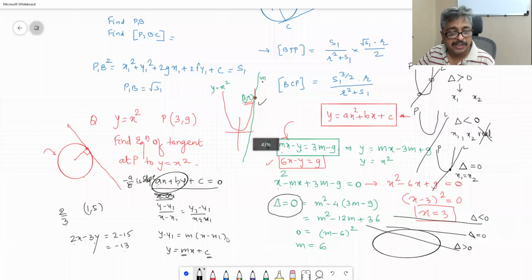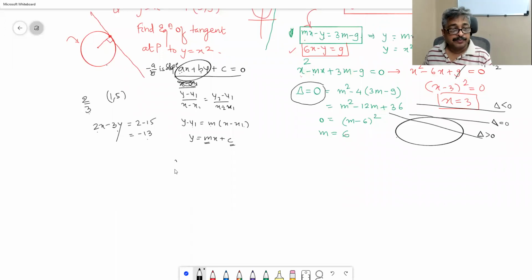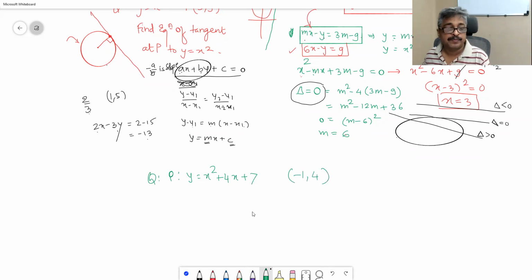Next numerical is, let me give you a parabola and give you a point. Question. Change the ink. Question. Parabola P is y is equal to x square plus 4x plus 7. And point on parabola is minus 1 comma 4. Find tangent.